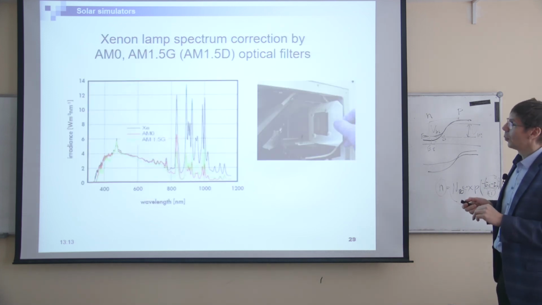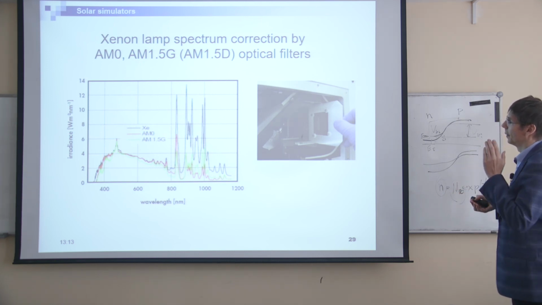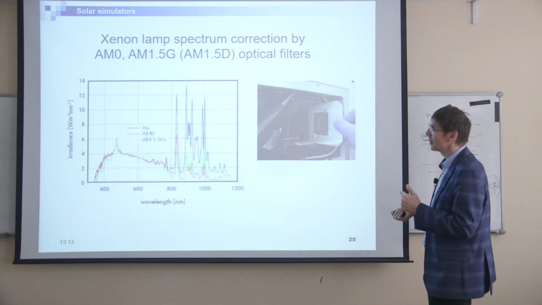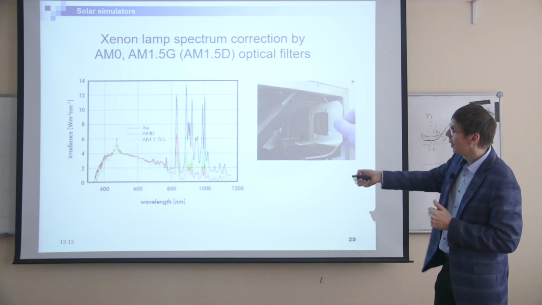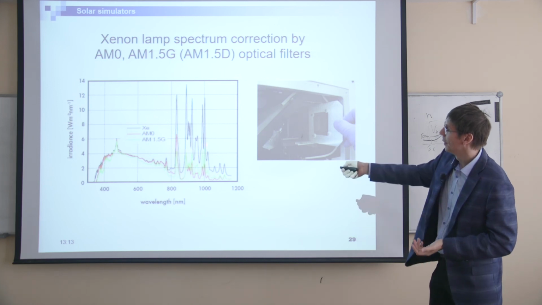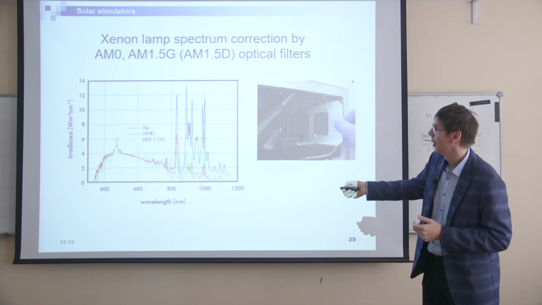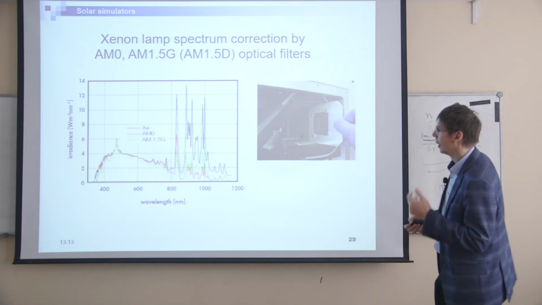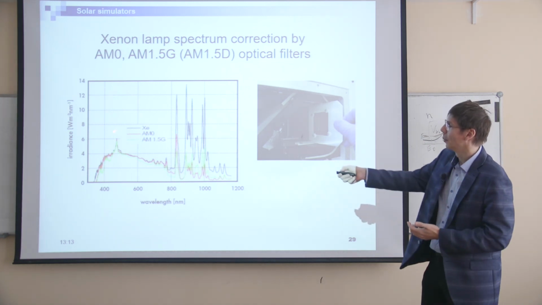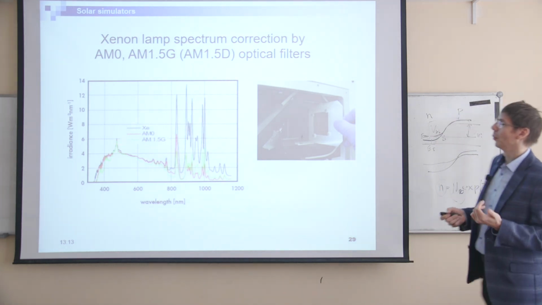So, as I told you, the simplest way to get the spectrum match is to use the xenon lamp and the filters. And here you can see the influence of the different optical filters. So the black curve, it's a xenon. Red, it's a xenon lamp with a filter to get AM0, and green line to get AM1.5G.